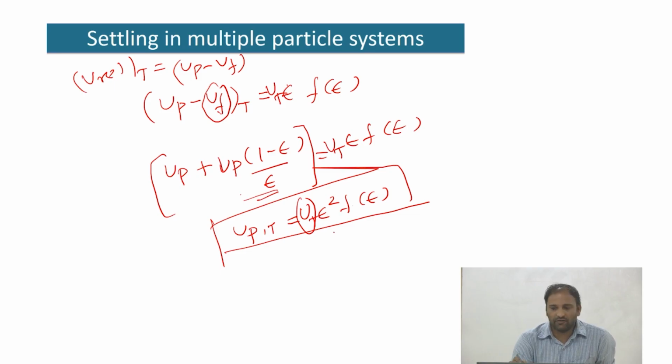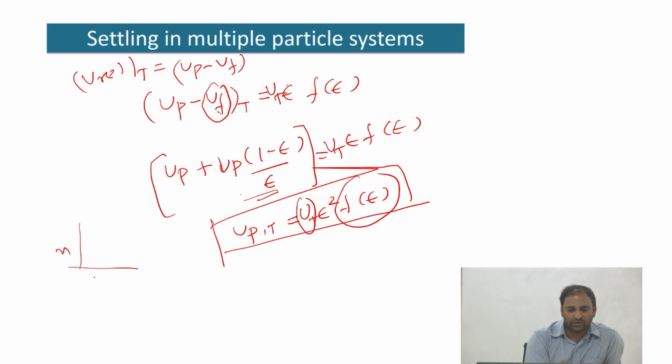Now I still don't know what f of epsilon is. If I want to go back and think about the plot that we saw, you had n, which was a function of Reynolds number. So if I want to get that n, I still need to find out what this f of epsilon is. What people have done is there are a lot of theories available for what this f of epsilon is.